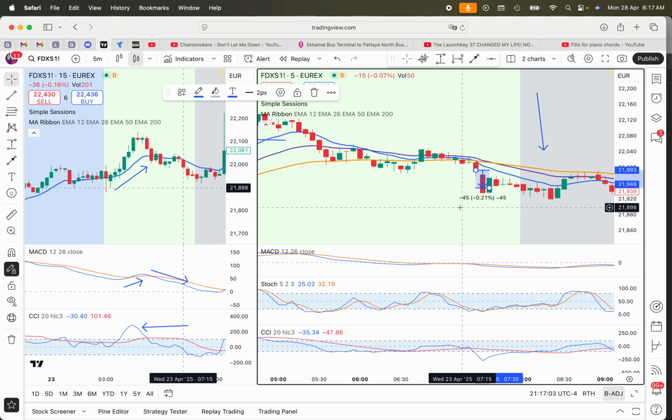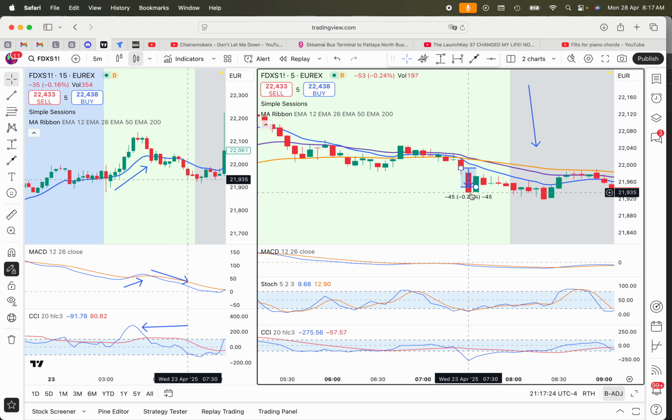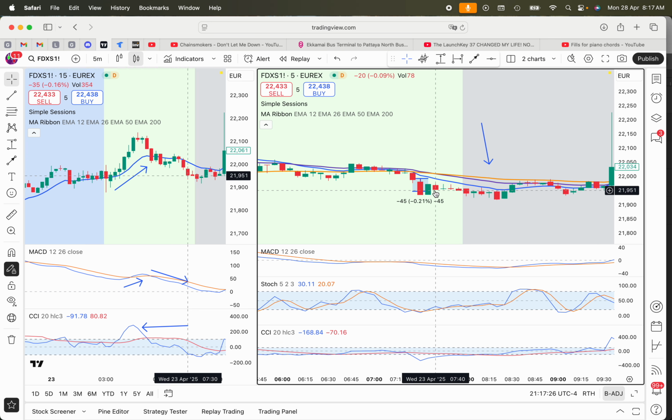I'm just going to show you how I would have got in. You can see the stochastic came down, it went back up, but there was no significant change in price, okay? And then it turned back over. The CCI did a big one all the way down, and around about at the close of that bar, that's where I would have entered. It would have been a scalp. Yet again, I would have tried to make 50.